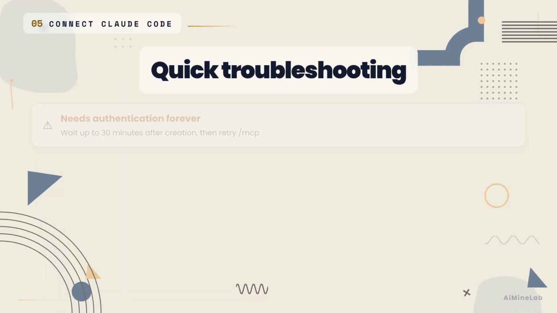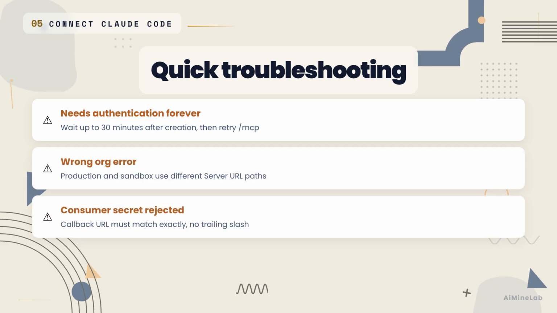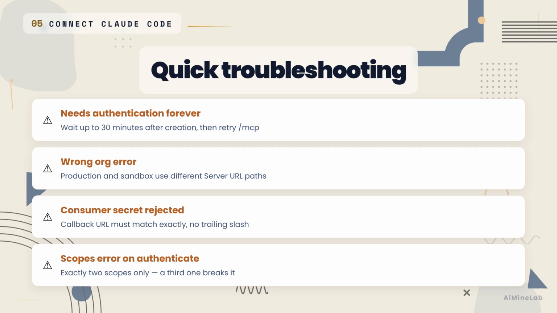Quick troubleshooting. Server shows needs authentication forever. The connected app needs up to 30 minutes after creation before Salesforce fully activates it. Wait, then retry /mcp. Wrong org error. Double-check the server URL. Production and Sandbox use different paths. Consumer secret rejected. Confirm the callback URL matches exactly what is shown on screen with no trailing slash.